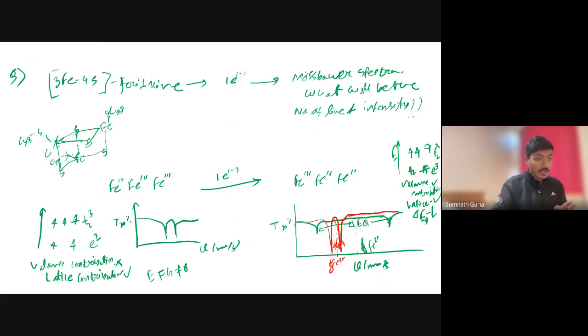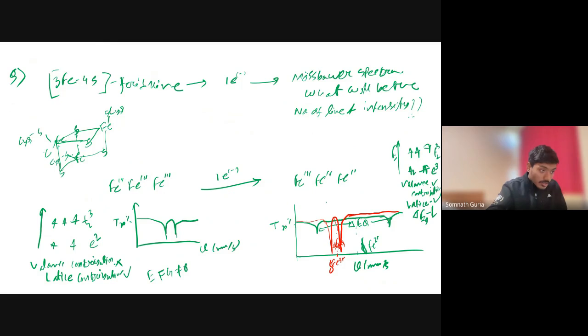On the other hand, for the iron 2, the delta EQ value will be large because there will be a valence contribution as well as the lattice contribution. So delta EQ will be large, and that's why the splitting will be larger, and the delta value will be in the more positive direction because of the high electron density.